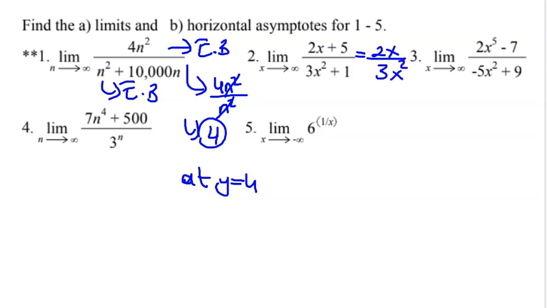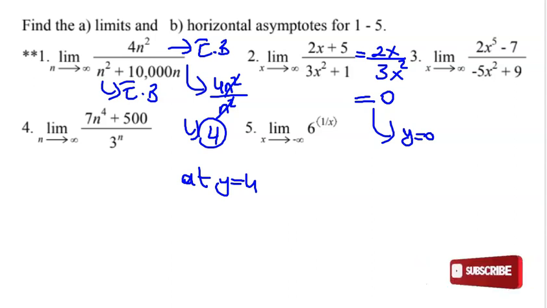So which one has the highest degree? Which one is bigger, x or x squared? Apparently, the bottom function has the highest degree. So that's why, remember one of the cases, if the degree of the denominator is bigger than the degree of numerator, then the limit is going to be equal to just 0. So this function has horizontal asymptote at y equals 0. Okay, let's move on to number 3.